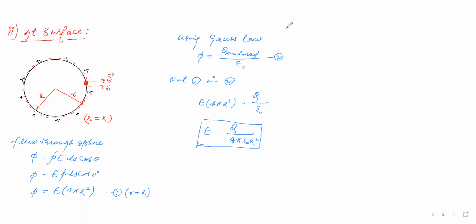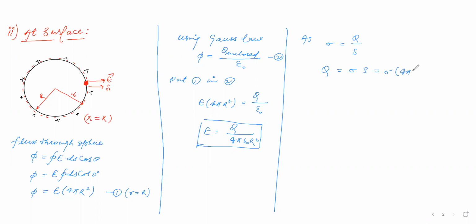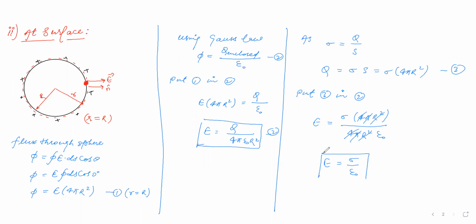But in terms of surface charge density, as we know, sigma is equal to Q over A, or S you can say also. So Q is equal to sigma into S, which is sigma into 4 pi r square. This is your equation number 2, and this one is your equation number 3. Now, put value of 3 in 2. You get here E is equal to sigma 4 pi capital R square over 4 pi capital R square epsilon naught. 4 pi r square will cancel from 4 pi r square. Finally, you get E is equal to sigma over epsilon naught. This is the value of electric field in terms of charge density sigma. Note it down, please. Yes, sir.